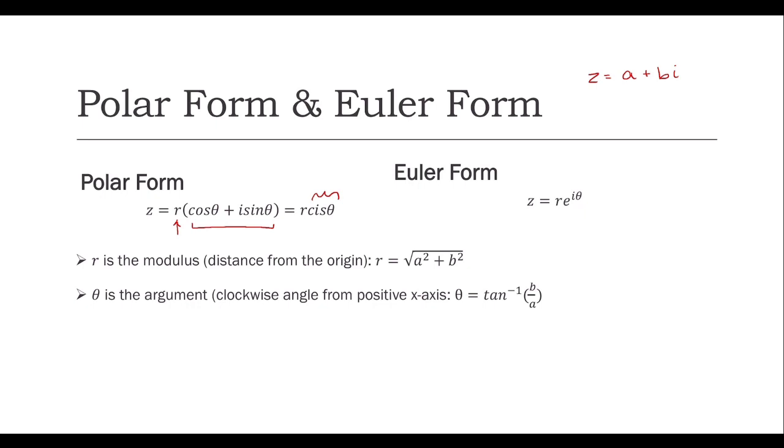And then your Euler form is r times e to the i times theta. So it's your modulus times e to the i times your argument.